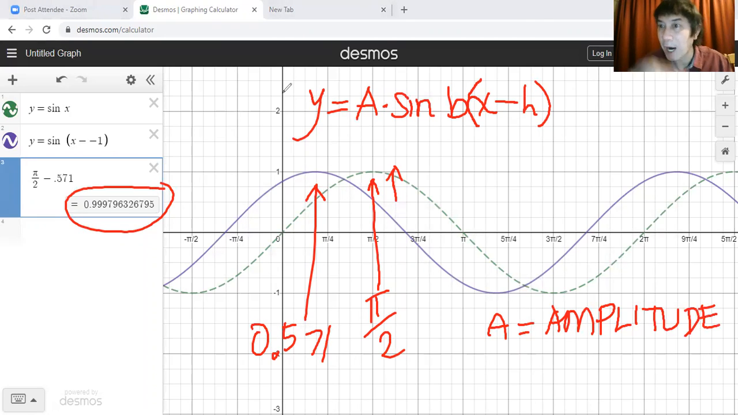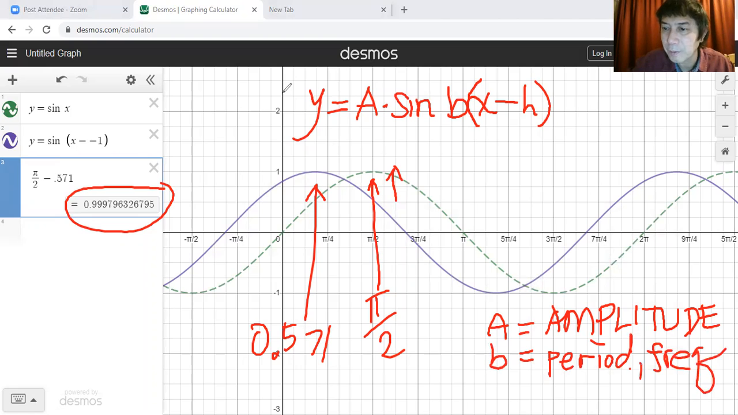Amplitude varies the height of the sine graph. Now, B is for the period or frequency. It affects the period or frequency. Now, the H is for horizontal translation.